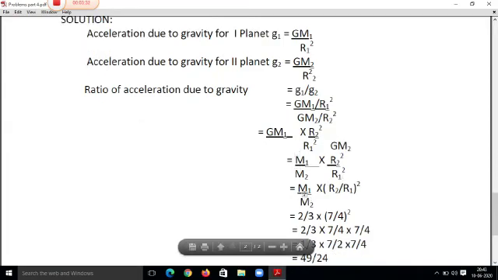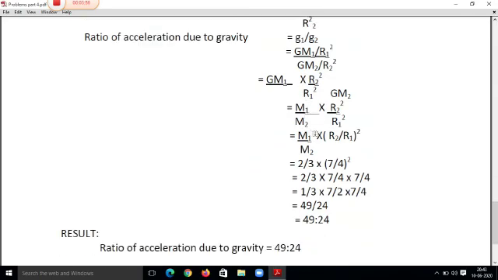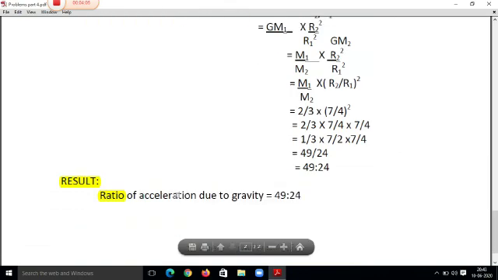It is equal to m1 by m2 into r2 by r1 whole squared. Now we have to substitute the values of m1 and m2. So 2 by 3 into r2 by r1, which is 7 by 4, whole squared, is equal to 2 by 3 into 7 by 4 into 7 by 4, is equal to 1 by 3 into 7 by 2 into 7 by 4, is equal to 49 by 24, that is 49:24. Result: ratio of acceleration due to gravity is equal to 49:24.